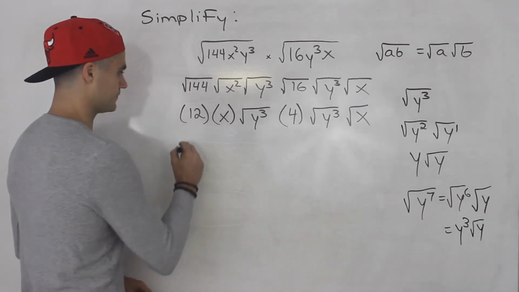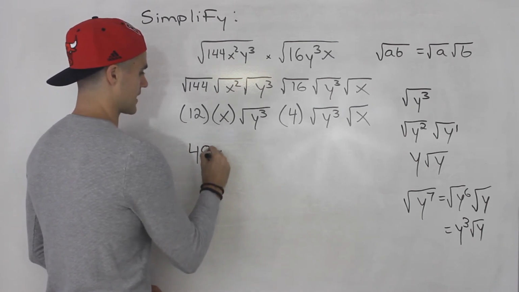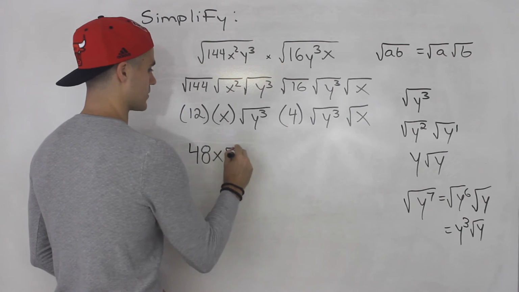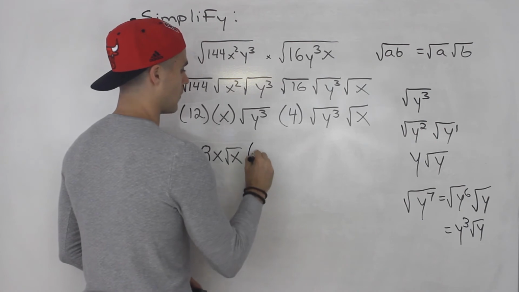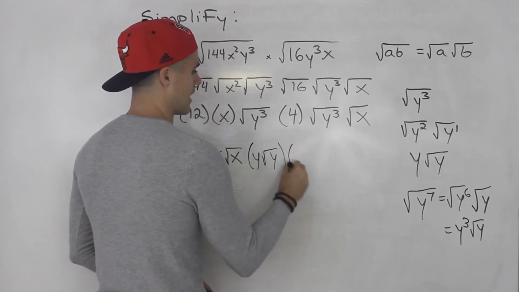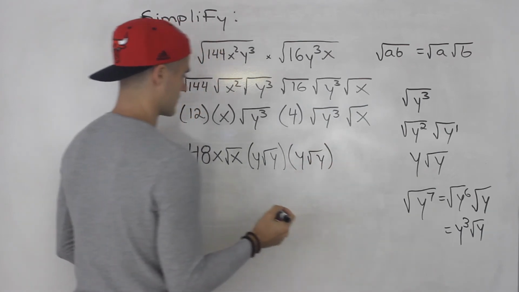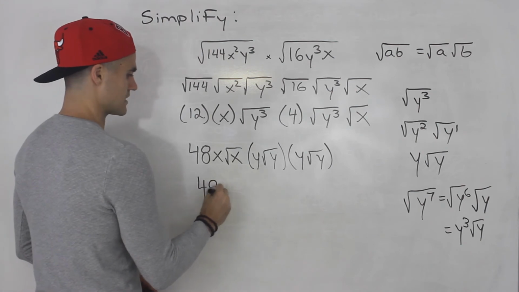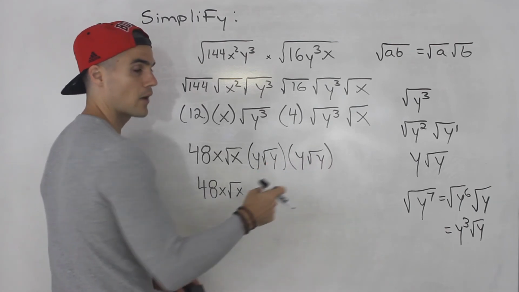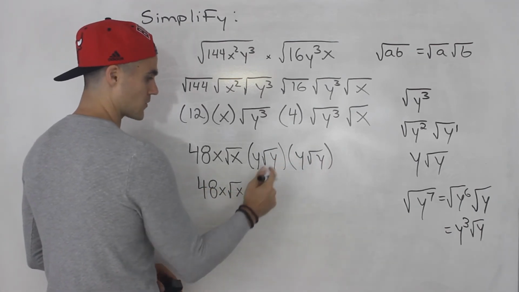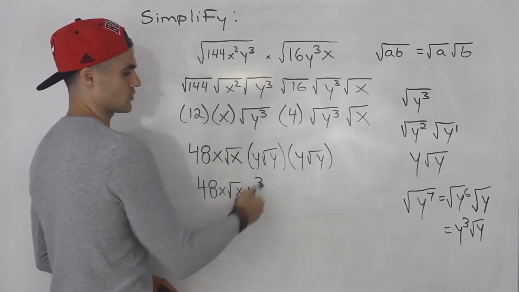Right? So basically, 12 times 4, that's 48. This x we can't do anything about. This square root of x, let's put it here. And then the square root of y cubed, that simplifies to that. So we'll have y times the square root of y. And then this here simplifies to that again. So y times the square root of y. And then we can simplify this even further, because y times y is y squared, and then square root of y times square root of y is just y. And so y times y squared just gives us y cubed, which makes sense. Square root of y cubed times square root of y cubed is just y cubed.